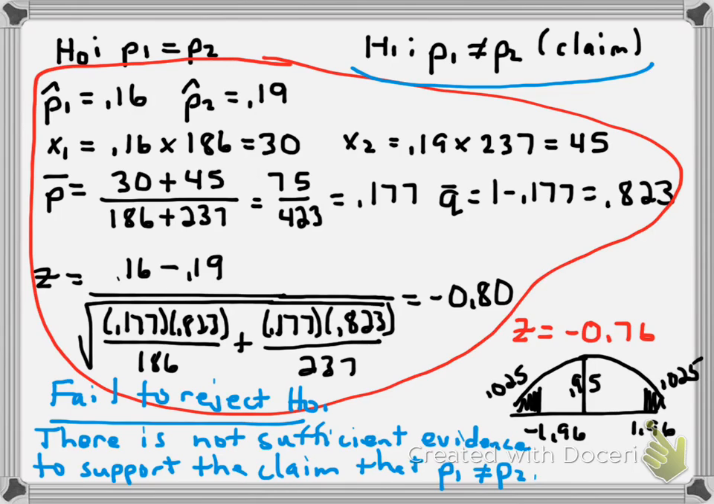One more question. Does the presence of unsafe radon levels appear to vary by region? Well, since we did not find sufficient evidence to support the claim that there was a difference in the two rates, it does not appear that unsafe radon levels vary by region.